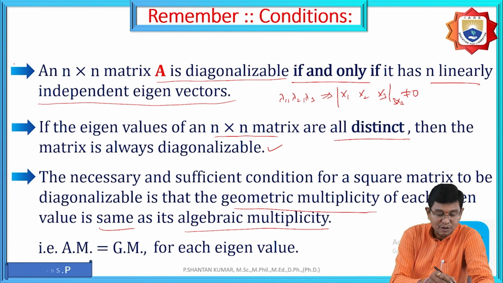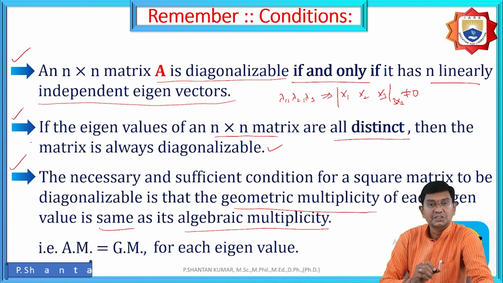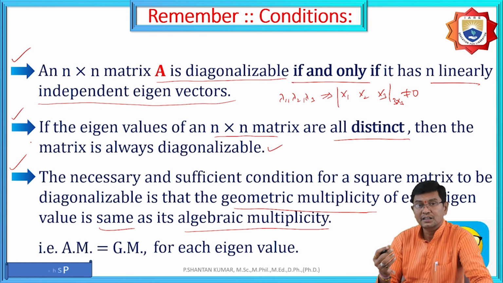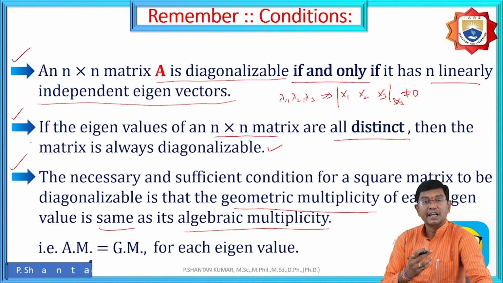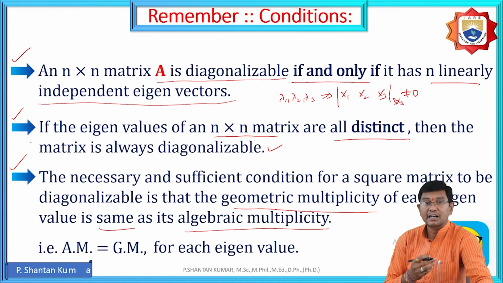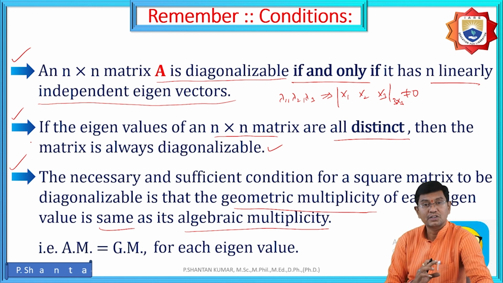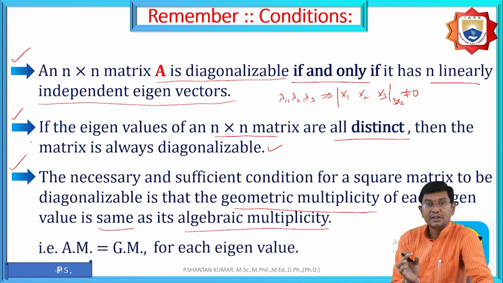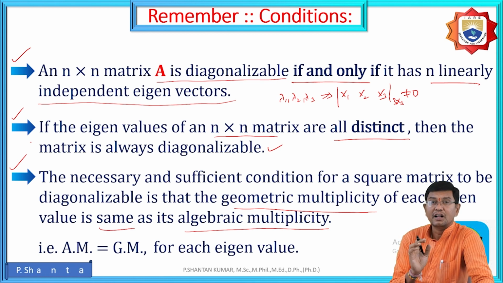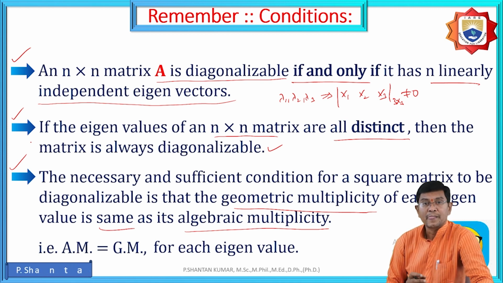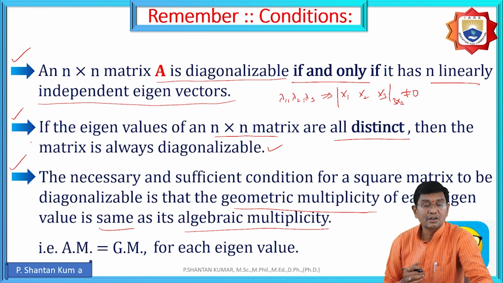That means we need to remember these three conditions. When is the matrix diagonalizable? One, linearly independent eigenvectors. Second, the matrix with different eigenvalues. The third condition, the geometric multiplicity and algebraic multiplicity of the eigenvalues are equal. At that time also the matrix is diagonalizable. These are the three conditions we need to remember.